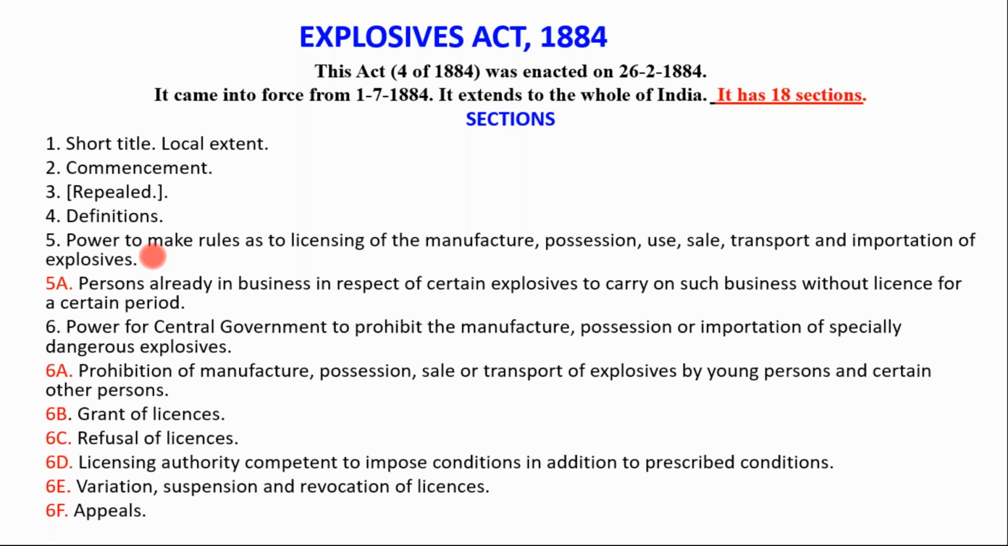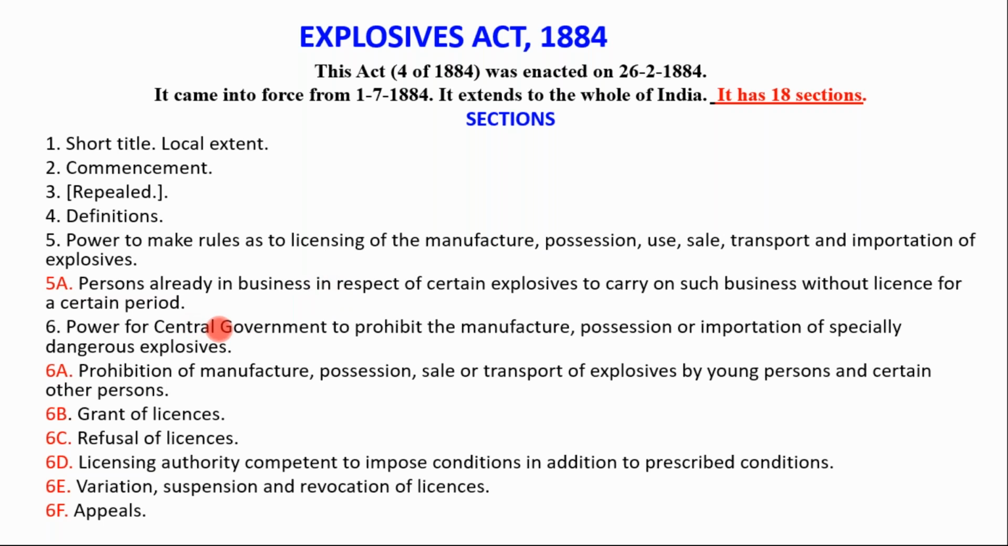Then under the fifth section, 5A is there: persons already in business in respect of certain explosives may carry on such business without a license for a certain period. If someone, some organization or some person is already in the business of explosives for selling, transporting or importing, then for that certain explosive they can carry out such business without a license. That is the exceptional case. If it is already running, then there is no license requirement.